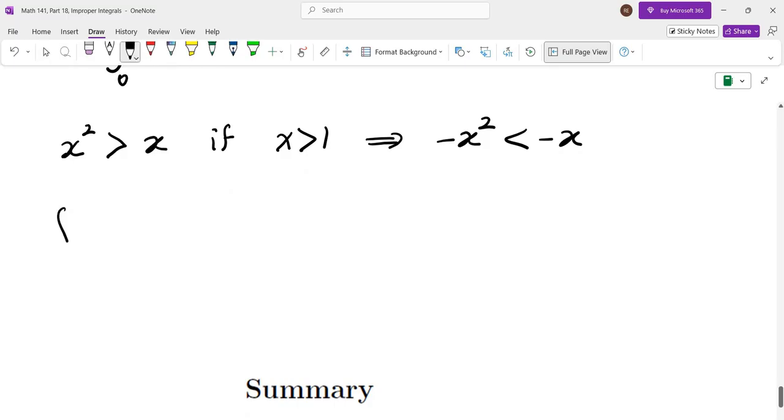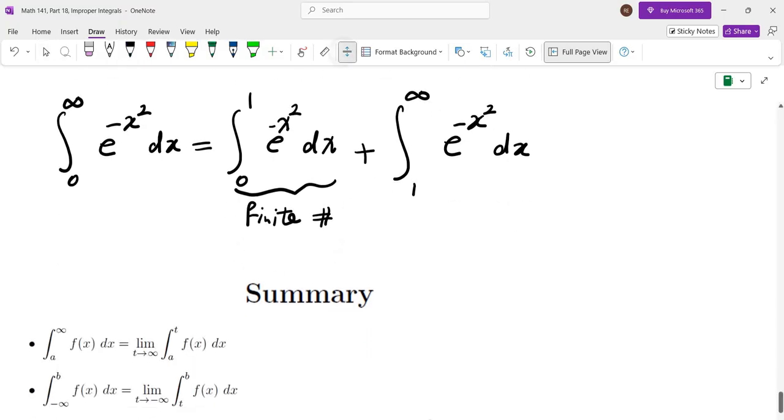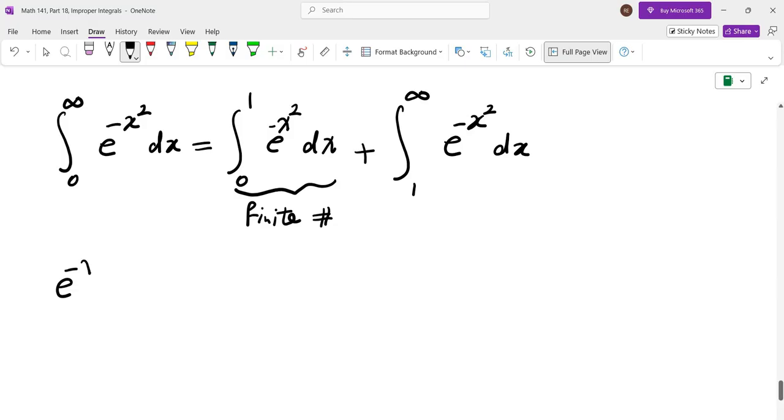So we can say, well, the integral from 0 to infinity of e to the power of negative x squared dx is equal to the integral from 0 to 1, because I'm looking at the interval from 1 to infinity, I'll break up the first piece. The first piece is a finite number, so that doesn't really matter. But the second piece can be compared. This is the integral from 1 to infinity of e to the power of negative x squared dx. We can compare this one with e to the power of negative x. So we know e to the power of negative x squared is less than e to the power of negative x, and of course they're both positive if x is more than 1.